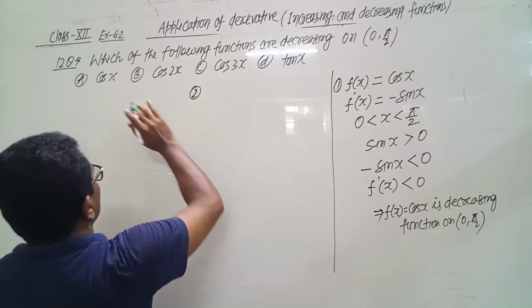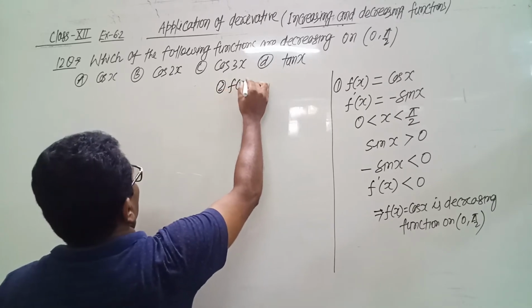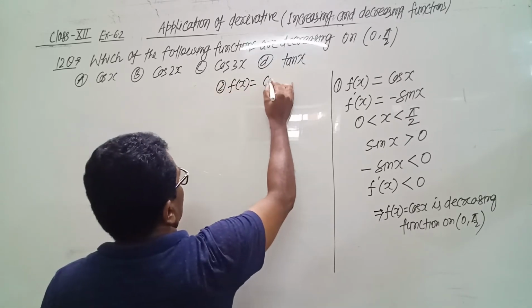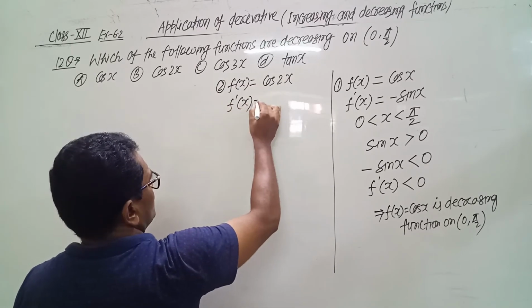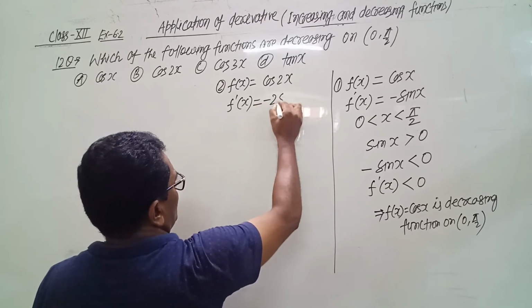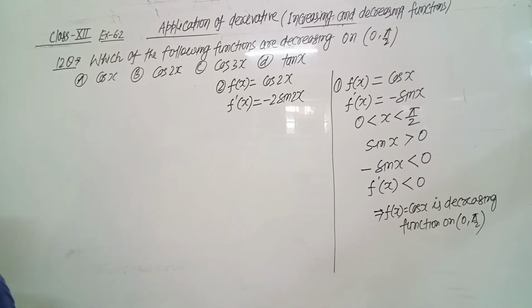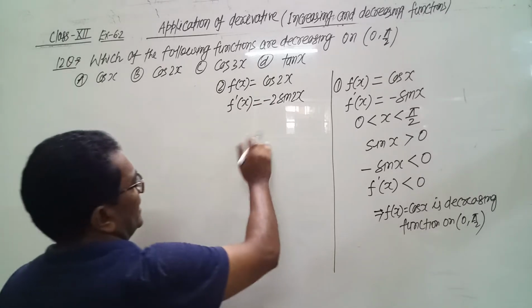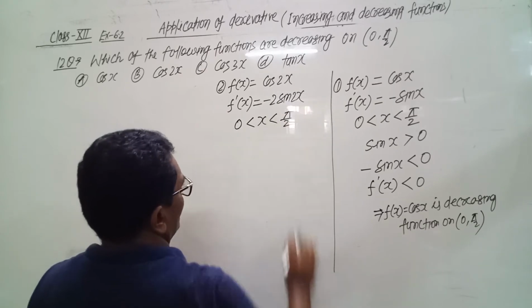See the second part, f(x) equals cos of 2x. Again we find f dash x. It comes to be minus of 2 sin 2x. And x belongs to 0 to pi by 2. Again we have the given interval: 0 is less than x is less than pi by 2.